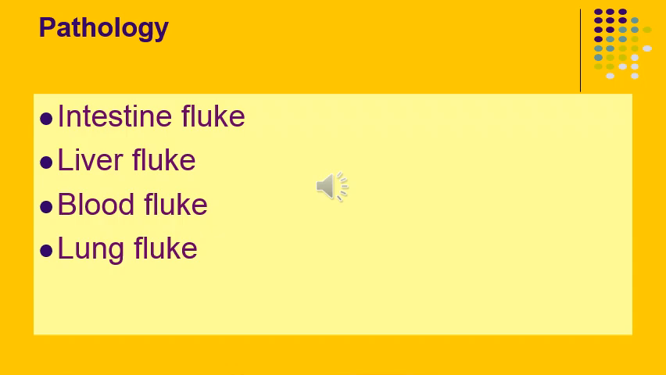The schistosoma, which live in blood vessels, cause problems by blocking the blood vessels and causing cirrhosis. And the trematodes which live in the lung, like Paragonimus westermani, cause hemoptysis, coughing and chest pain for the host or for the patient.